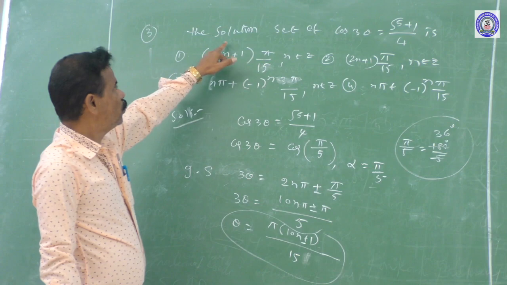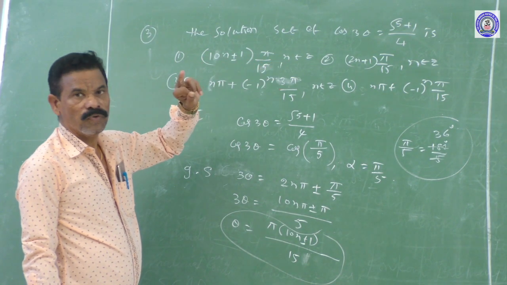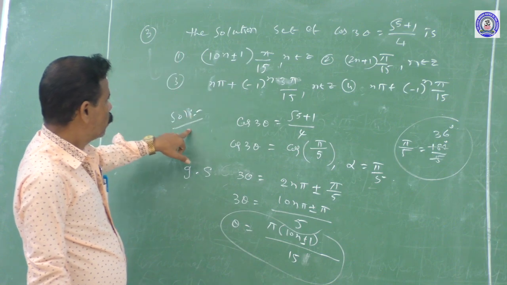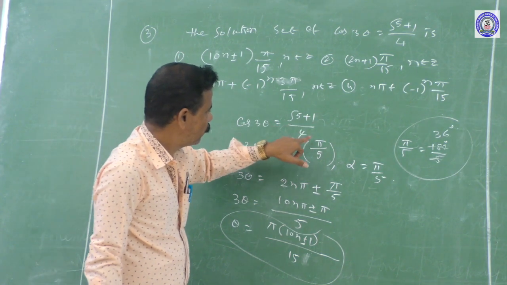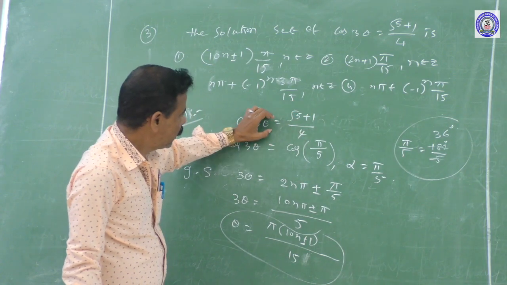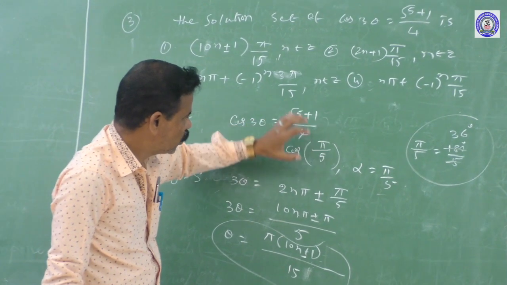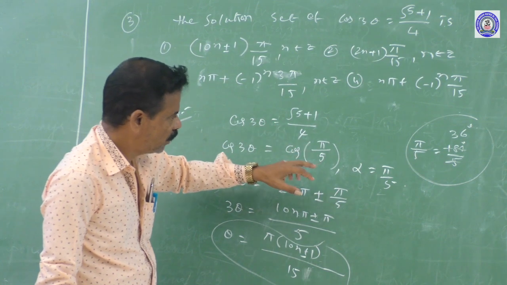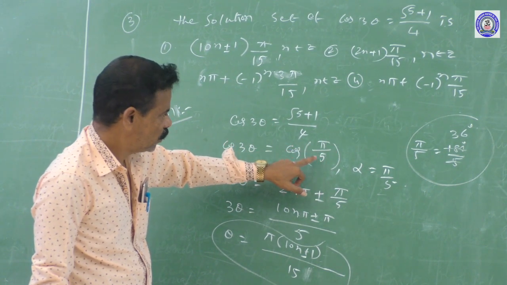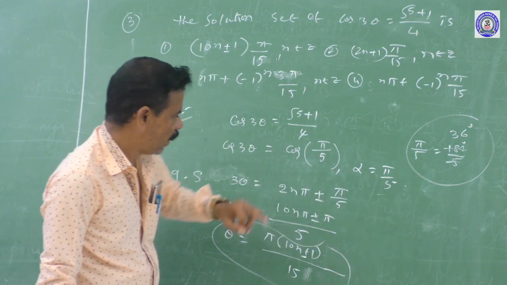Third question, the solution set of cos theta is equal to root 5 plus 1 by 4 is given. These are the options. Cos theta is equal to root 5 plus 1 by 4. This value is cos 36 degrees, it is possible. 36 degrees in radians is π by 5 radians. So this is the alpha, alpha is equal to π by 5.